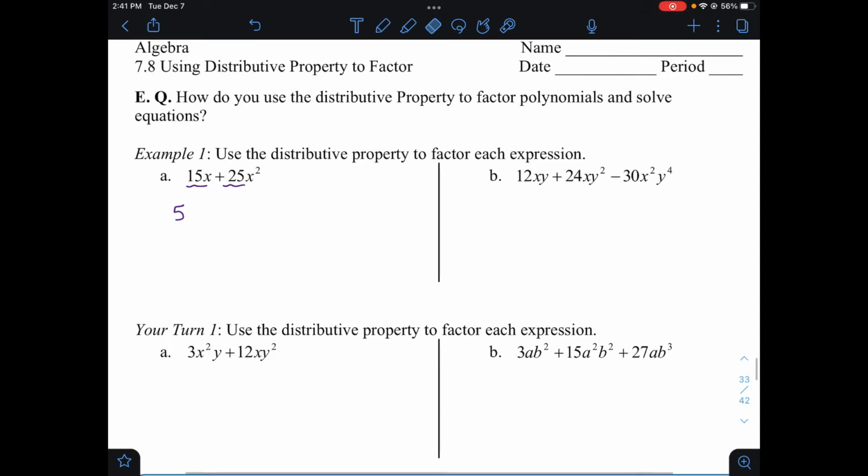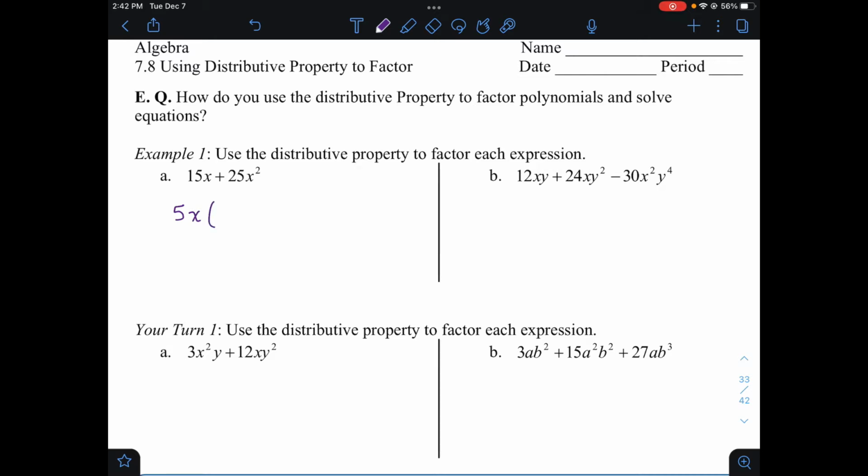And then we're going to look at our variables. I have one x there, but x squared means I have two x's because remember it's x times x. So I can't pull out more than I have. I can't factor out two of them because this one here only has one. So the most variables that I can pull out or factor out is one of them. So that's where a 5x comes in.